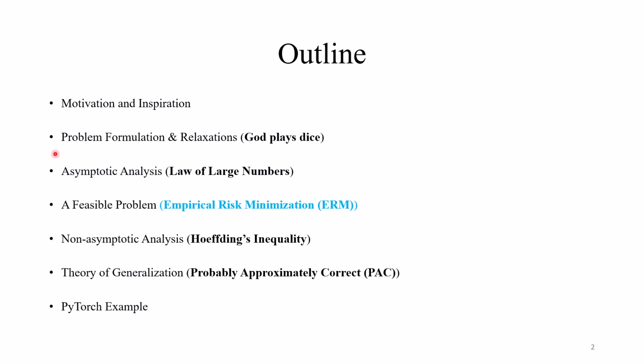We will, of course, state explicitly what the main problem is we're trying to solve, and then we'll do a series of relaxations to arrive at a feasible problem called empirical risk minimization. We will also talk about asymptotic and non-asymptotic analyses, and then we'll also explain the notion of the probably approximately correct framework. And finally, I would wish to illustrate the theory using a particular PyTorch example.